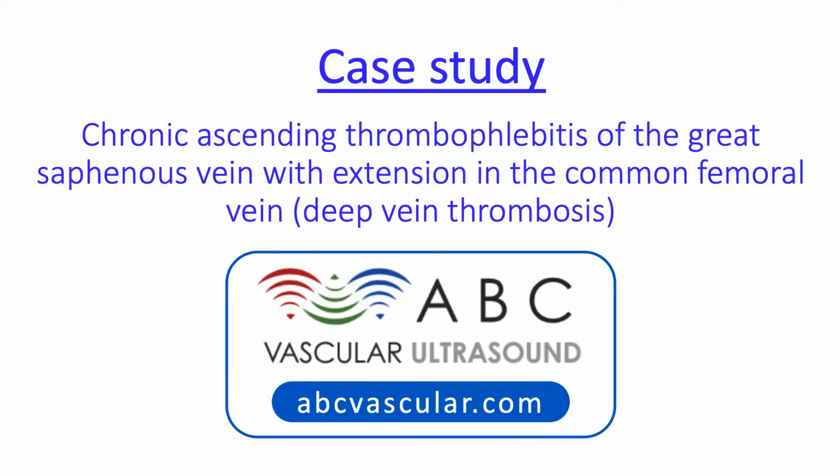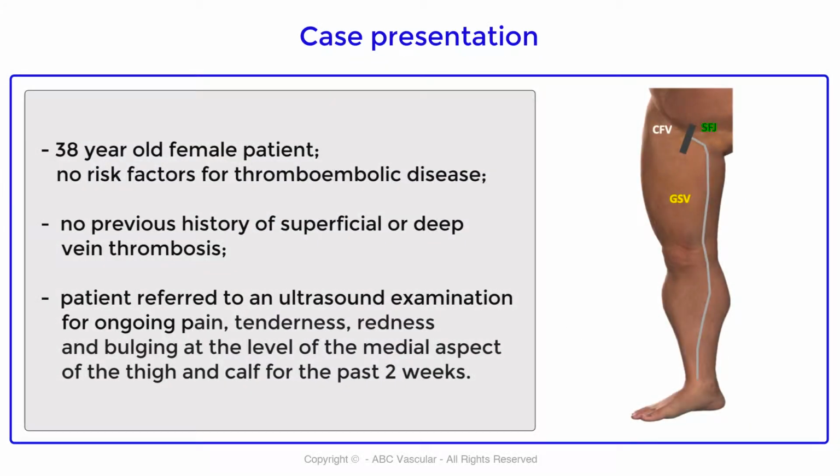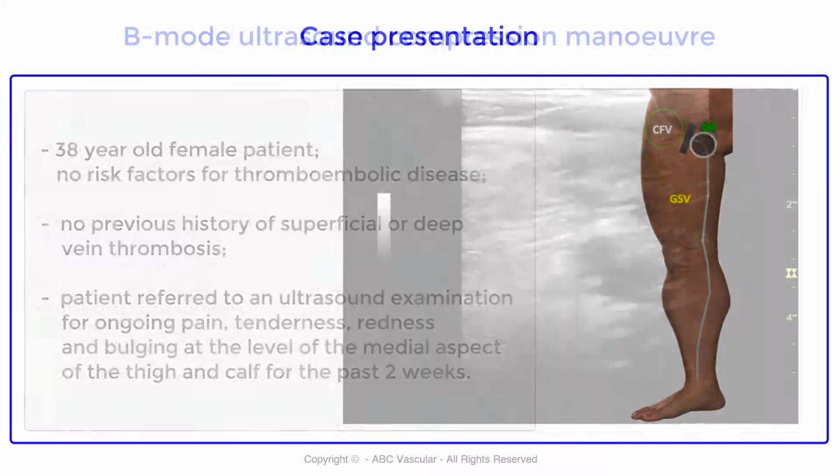Hi, and welcome to this ABC Vascular Ultrasound case study, ascending thrombophlebitis of the great saphenous vein with partial deep vein thrombosis of the common femoral vein. This is a case of a 30-year-old female patient that attended accident emergency for ongoing pain, tenderness, and redness of the thigh and calf. An ultrasound investigation was therefore requested.